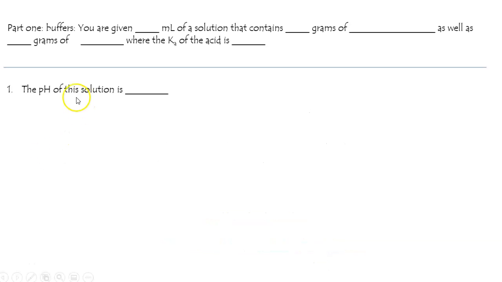In this particular case, a student is given a 100 ml solution that has a gram of acetic acid as well as a gram of sodium acetate. It's a buffer system, a weak acid and a conjugate base. Acetic acid has a Ka of 1.8 times 10 to the minus fifth. The pH should be roughly 5.